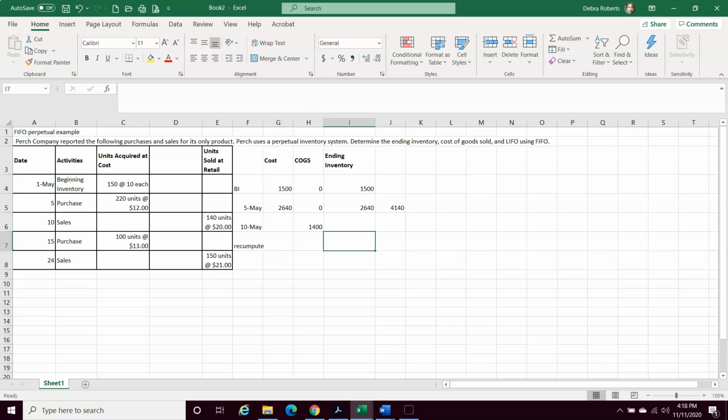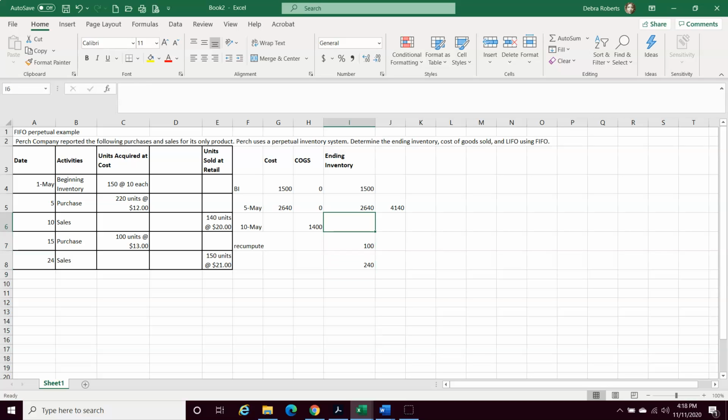Well, for layer number 1, if we had 150 units and sold 140, we only have 10 units left. So we multiply those 10 units by the cost, which is $10. That's the first layer that we have to deal with. The second layer has not gone away at all because we haven't had a chance to sell it. So we copy it here: our ending inventory also includes the 220 units times the $12, which we have yet to sell.